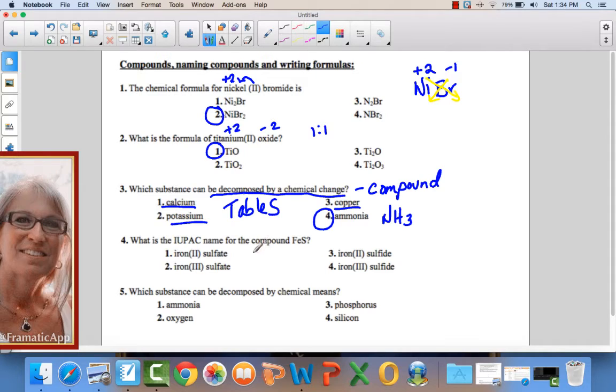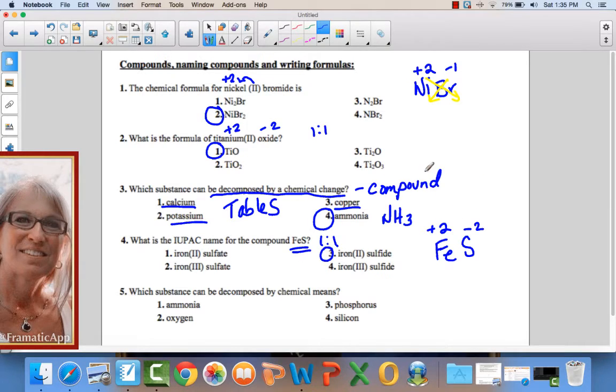What is the IUPAC name for the compound FeS? The IUPAC name, whenever you see IUPAC, it's just the way that I taught you how to name it. Now, iron has more than one positive oxidation state because it's a transition element. Therefore, we have to use a Roman numeral. Sulfur is -2, and because these two combined at a 1-to-1 ratio, we know that they had to have used the +2 for the iron. So this would be iron Roman numeral 2 sulfide.